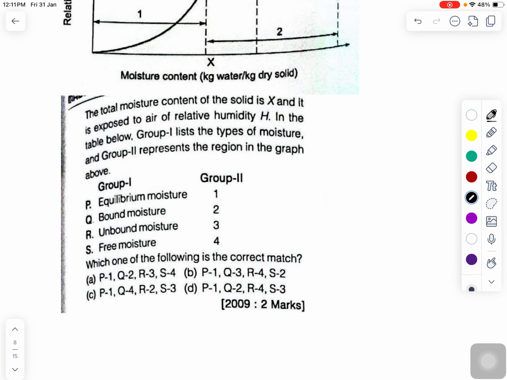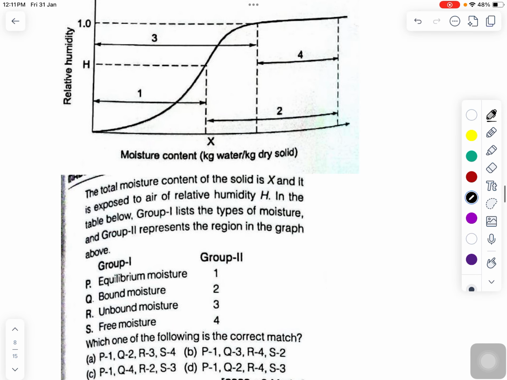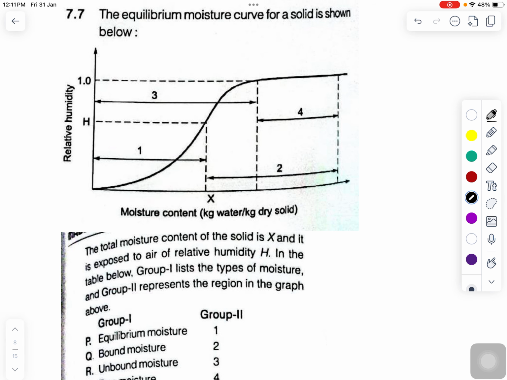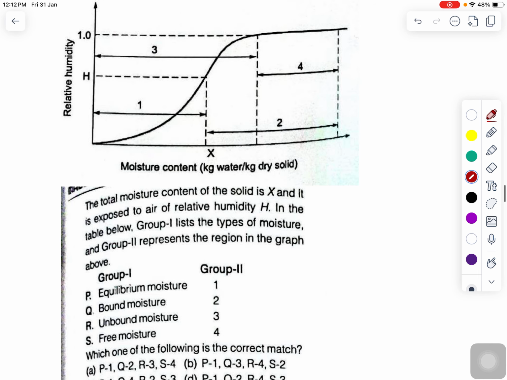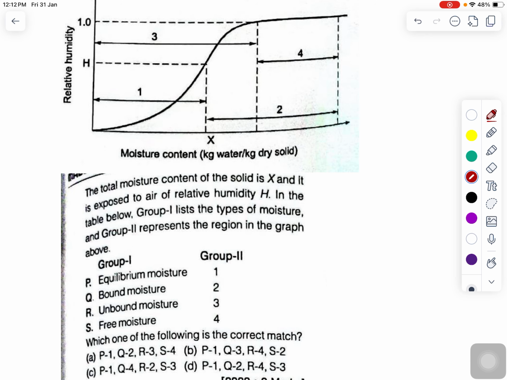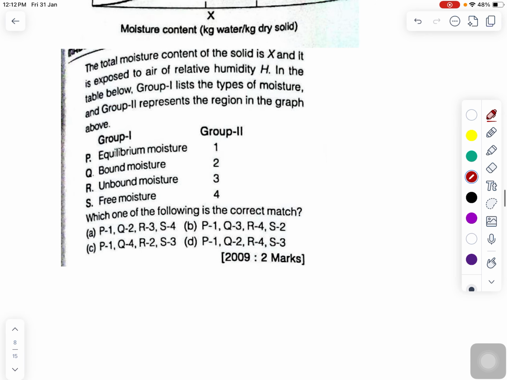I have already discussed the question. Now I'll talk about this question, which is a match the column kind of question from drying. You can see there is a curve given to you, relative volatility versus moisture content, that is kg of water per kg of dry solid. The equilibrium moisture curve for a solid is shown below, and the total moisture content of the solid is x. It is exposed to air of a relative humidity H in the table below. You have to match group 1 to group B.